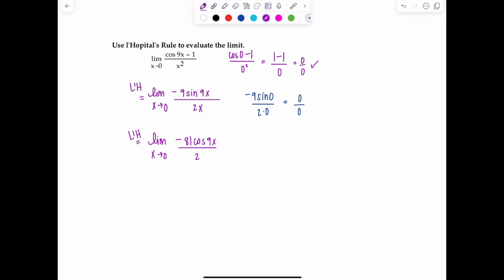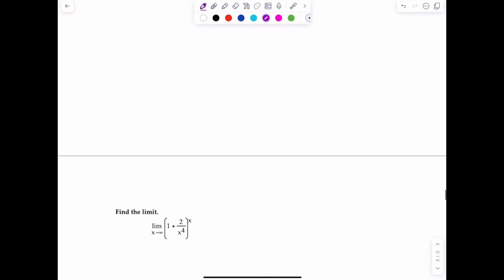Can I evaluate the limit now? Yes. Notice I just have a constant in the denominator. So this is -81 times cosine of 9 times 0, which is just cosine of 0, over 2. We know cosine of 0 is 1, so this is -81 over 2. That's it. That was nice, right? I hope so. Now, here's a more spicy problem that's going to be useful.